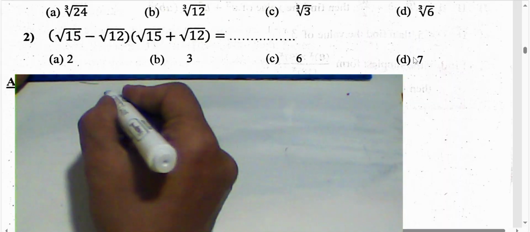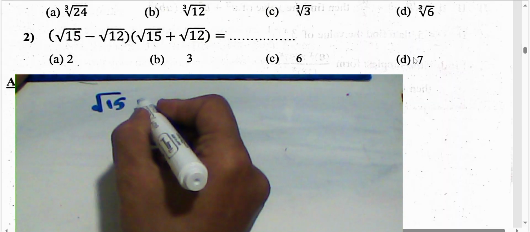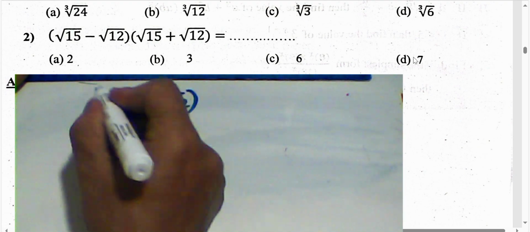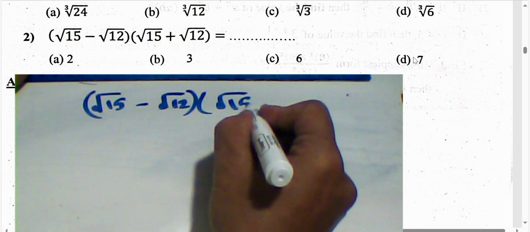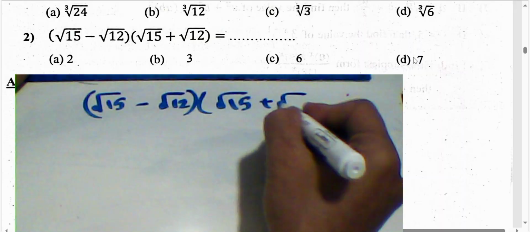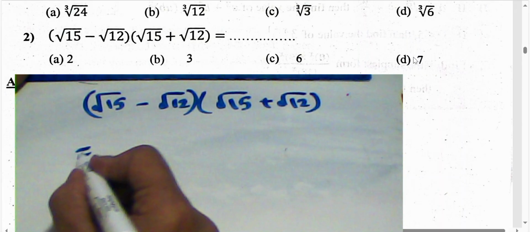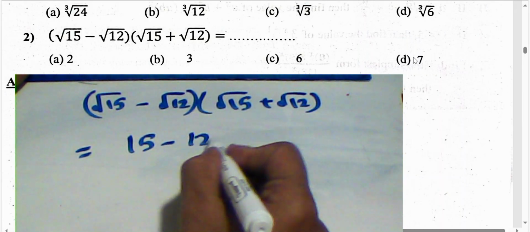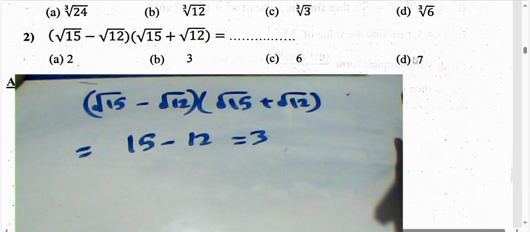Next question. We have square root of 15 subtracted by square root of 12, multiplied by square root of 15 plus square root of 12. First by first and second by second, then the difference between them equals 3.